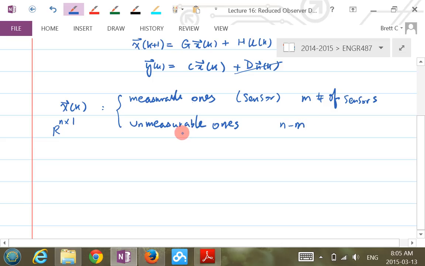So apparently you can see, what is the number of sensors here? So this one here, Cx of k, you can consider the C, right? What the C does is basically take out those measurable quantities. So the C is basically sort of a selection matrix, taking out the measurable quantity. So then the C matrix will be m by n in size, right? So m by n times n by 1 gives you m by 1. So this y of k here, those are sensor outputs, basically.